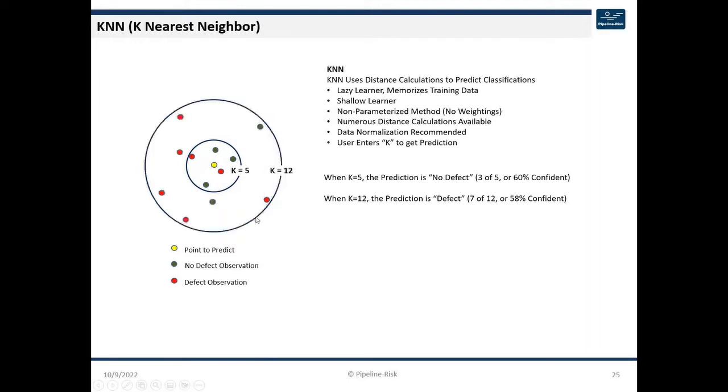Now, if you make our K bigger, then you end up with a different situation. So we draw a circle around our observations. And then you simply count the reds, count the greens, and now this observation might be classified as a defect, because in this case, 7 of its 12 neighbors are defects, and 5 of them are no defects. So you've got a 58% confidence that this is a defect. So that's K-Nearest Neighbor.